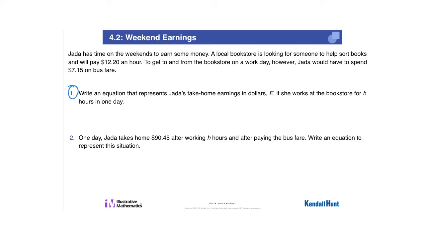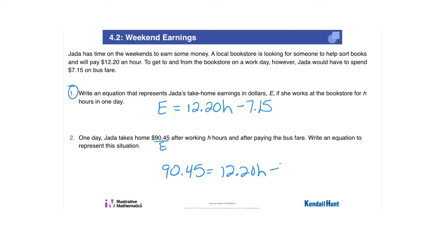In number 1 here, to write our equation, we would say that Jada's earnings, E, is going to equal $12.20 per hour, however much she makes per hour, however many hours she works, minus that $7.15 for the bus fare, because that's going to end up being subtracted. Now in number 2, we know what her earnings are. This $90.45 we can put in for E, so it would be $90.45 equals 12.20 times H, the hours she works, still subtracting that bus fare.